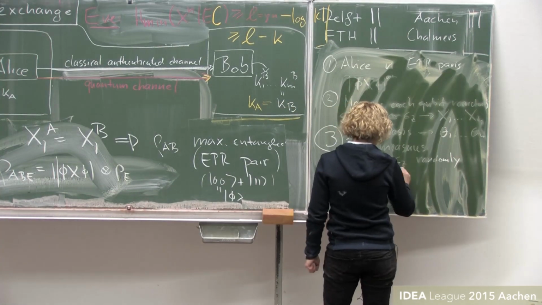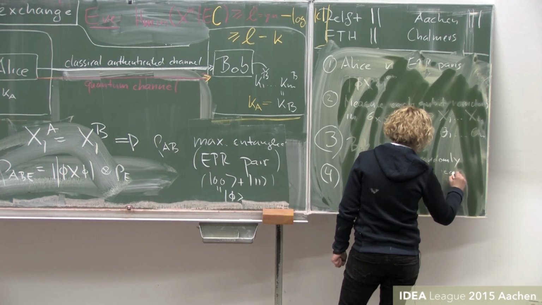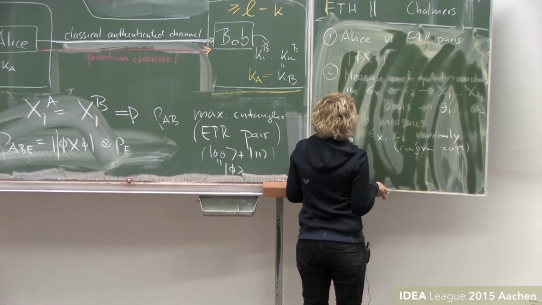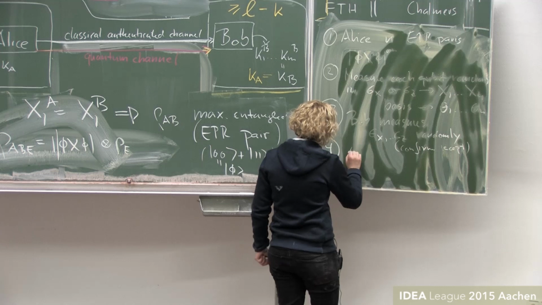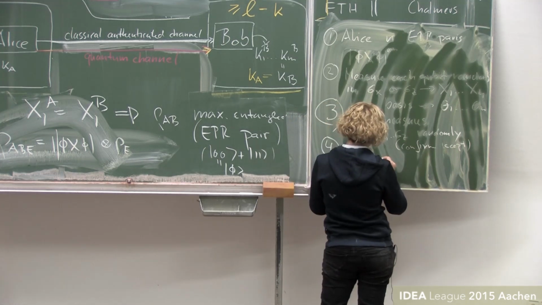So Bob measures, and in fact, he confirms receipt of all of these qubits. So what they're going to do now is that Alice is going to tell Bob which basis she's chosen.